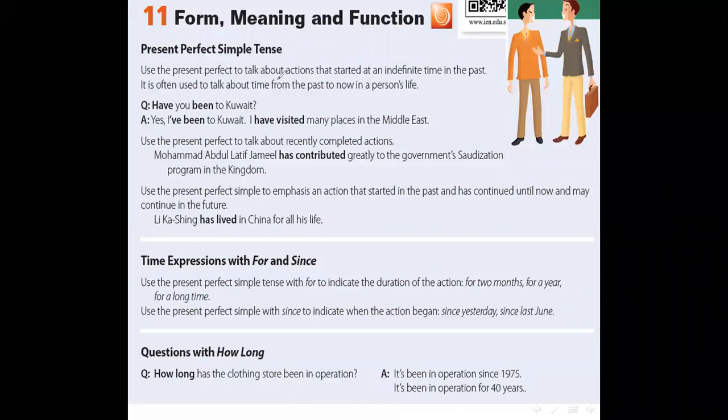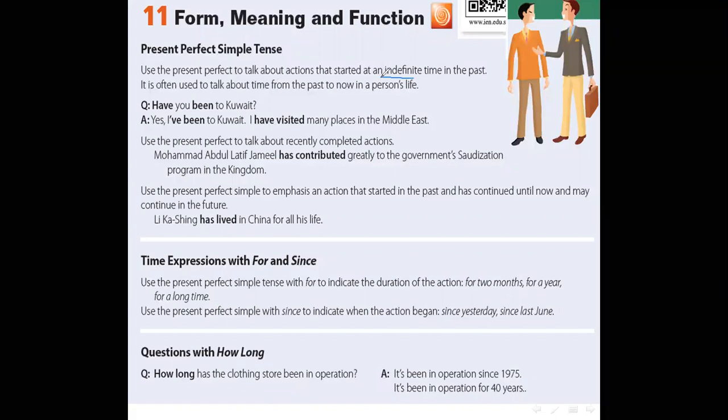When do you use present perfect simple tense? There are three cases. Use the present perfect to talk about actions that started at an indefinite time. It's not a specific time in the past. It's often used to talk about the time from the past to now in a person's life. For example, have you been to Kuwait?